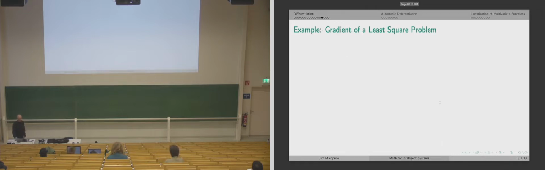Okay, so now we're going to take an example of computing the gradient of a least square problem. So I said multiple times, least square problems in intelligent systems are super important because they are the root of linear regression. So linear regression is really a least square problem. And also other things like, for example, in robotics, inverse kinematics. And in computer vision, when you're registering points, you're also doing some kind of least square problem.